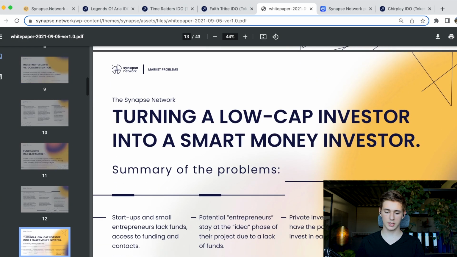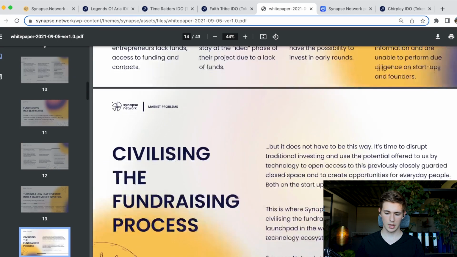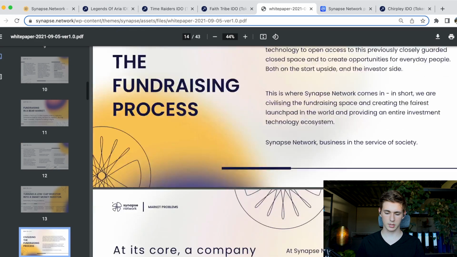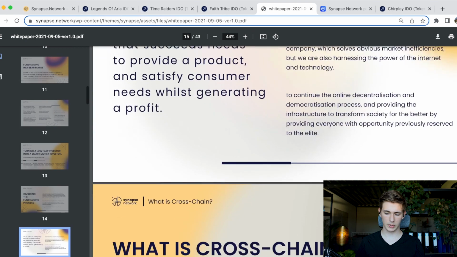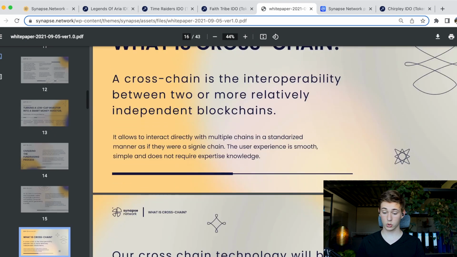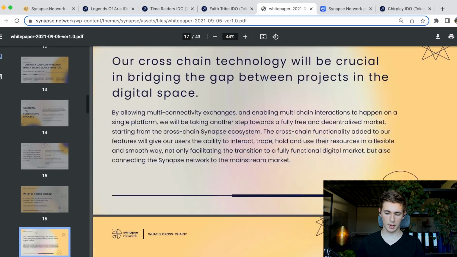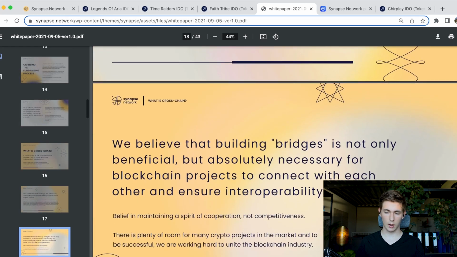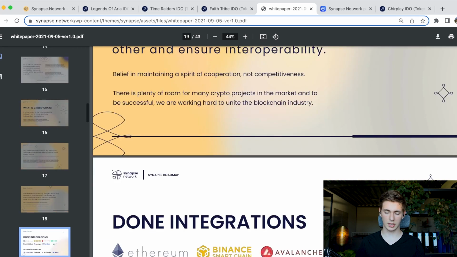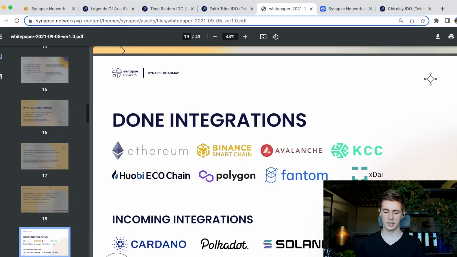Turning a low cap investor into a smart money investor, civilizing the fundraising process. Yep, okay, not very interesting. What is cross-chain? It's good that it's in the white paper. We don't really need it. Of course, cross-chain is very important and for sure the future, right? Being able to invest in multiple chains on one platform certainly is the future.